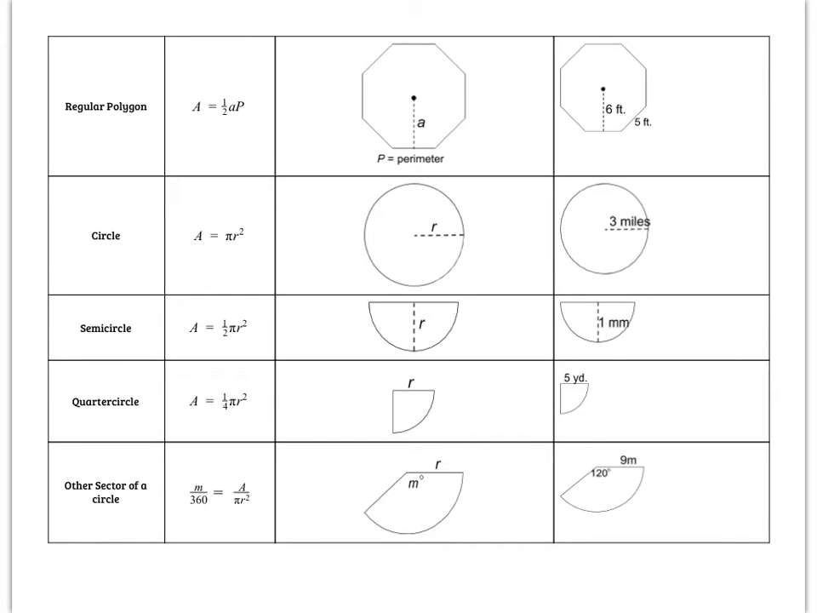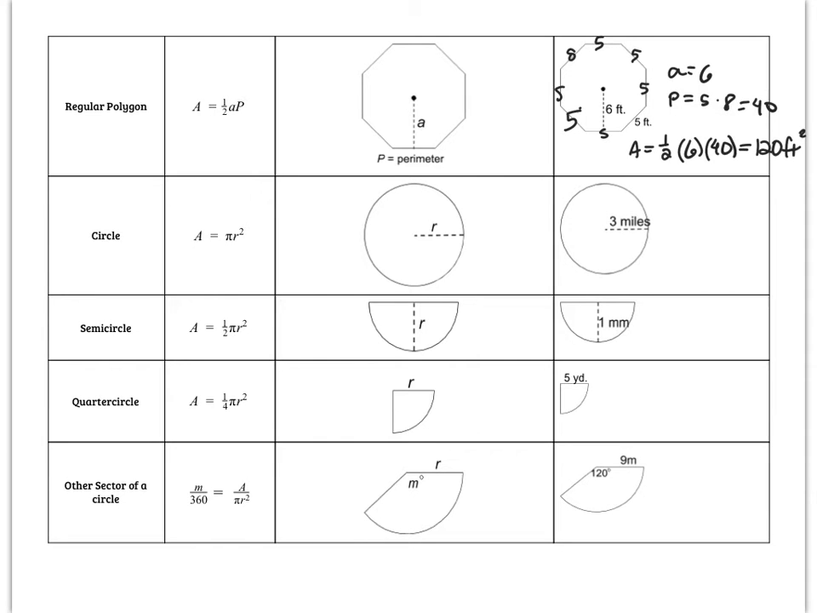So let's take a look at regular polygons. The area of a regular polygon equals 1/2 of the apothem times the perimeter. In our example, the apothem is 6, and the perimeter is going to be 5 times 8, since this is an octagon. So our apothem is 6, and our perimeter is 40. So then the area is going to be 1/2 of 6 times 40. So in this case, it comes out to 120 square feet.